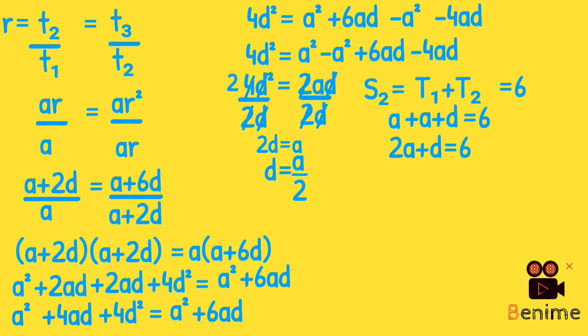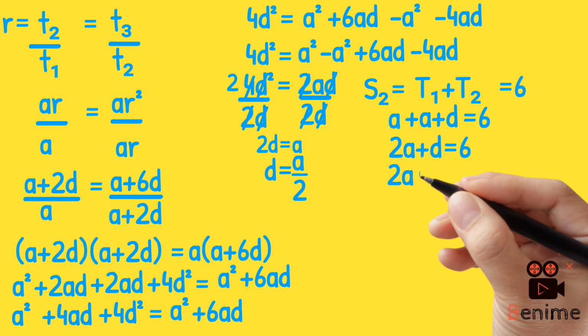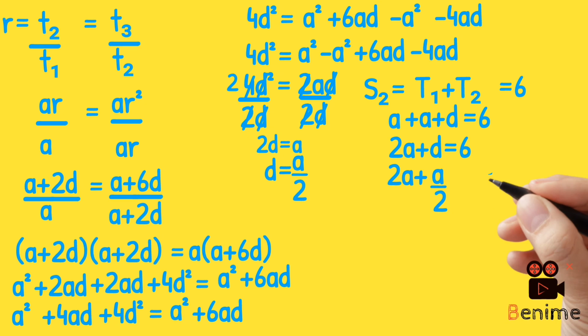Now we previously got D as A over 2. So I'll replace the D in the present equation we have. That's 2A plus D is equal to 6. So in place of the D, I'll write A over 2 because we just found D as A over 2. So we have 2A plus A over 2 is equal to 6.